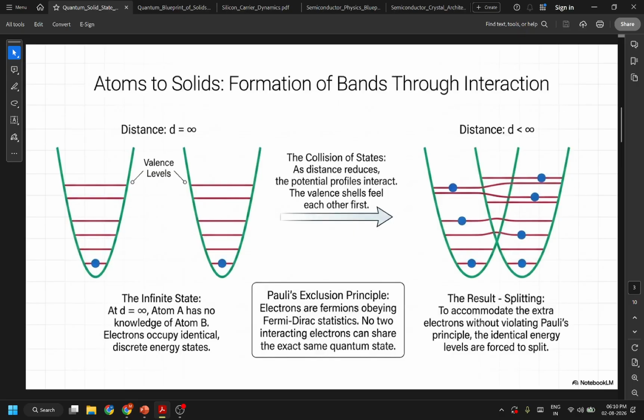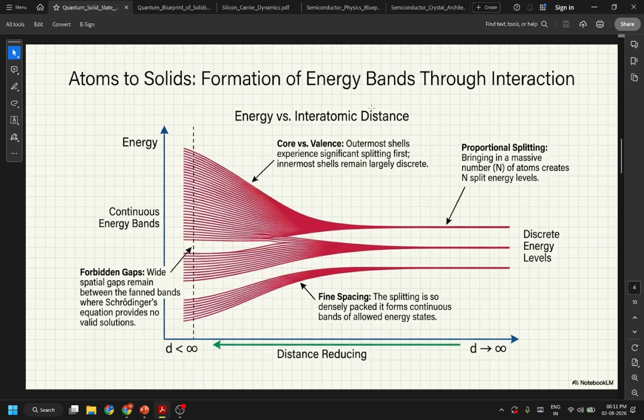To accommodate the extra electrons without violating Pauli's principle, the identical energy state levels are forced to split, so they become two different states. This is called formation of energy bands through interaction. The state splitting is proportional: bringing in a massive number n of atoms creates n split energy states. So if your initial number of atoms is n, each state from each atom will split and combine to form n split energy levels.